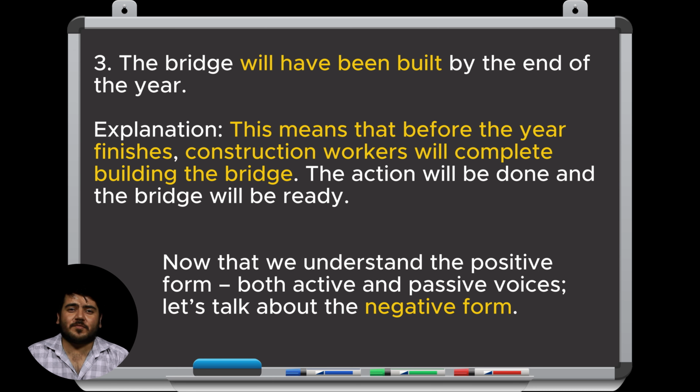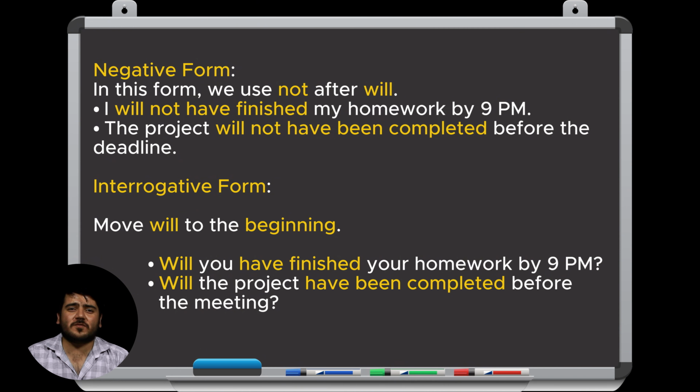Now that we understand the positive form, both active and passive voices, let's talk about the negative form of this tense. In this form, we use not after will, like I'll not have finished my homework by 9, or the project will not have been completed before the deadline. Interrogative form, we move will to the beginning, like will you have finished your homework by 9? Or will the project have been completed before the meeting?